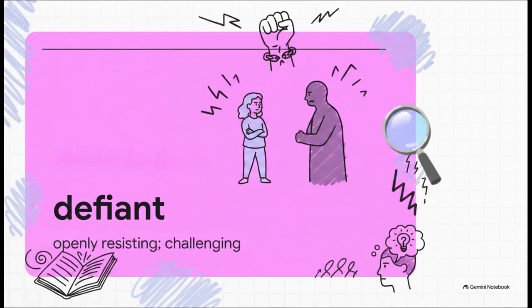Yet even a captive might remain defiant. This means openly resisting or challenging authority. And honestly, this brilliantly illustrates human nature. Take the text example of a defiant young woman who tells her father she absolutely refuses to be manipulated. Whether it's a prisoner of war or a professor who is defiant of any attempt to disprove his theory, the word perfectly captures that unyielding, stubborn spirit.